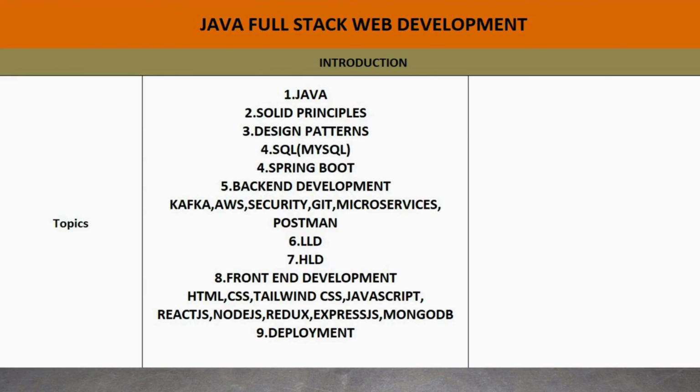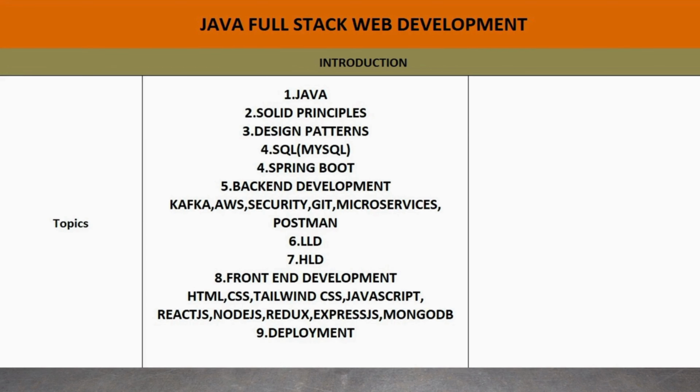So, firstly, we are taking one programming language, that is Java. And next, we are going to learn some solid principles and design patterns. One DBMS, that is MySQL. For Java, we are going to use Spring Boot framework. In backend development, we are going to use Spring Boot and some tools like Kafka, AWS, Spring Security, Git, and some microservices we are going to build. And we are calling our backend services through Postman.